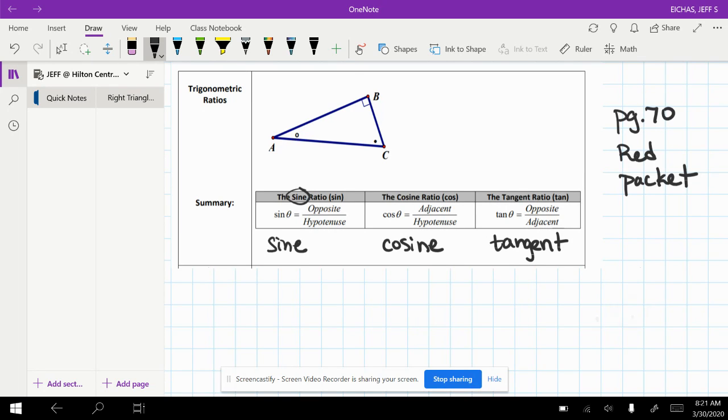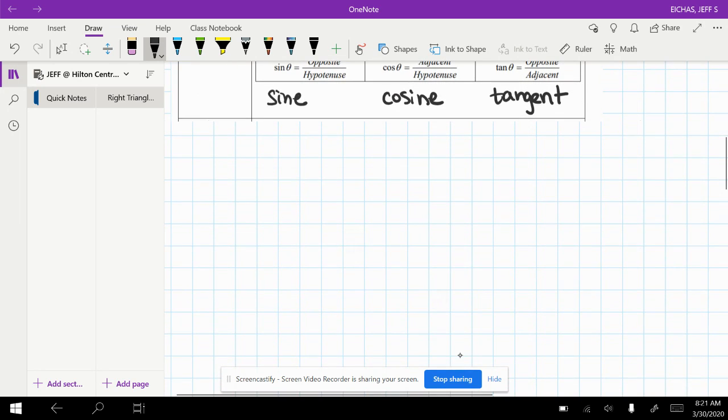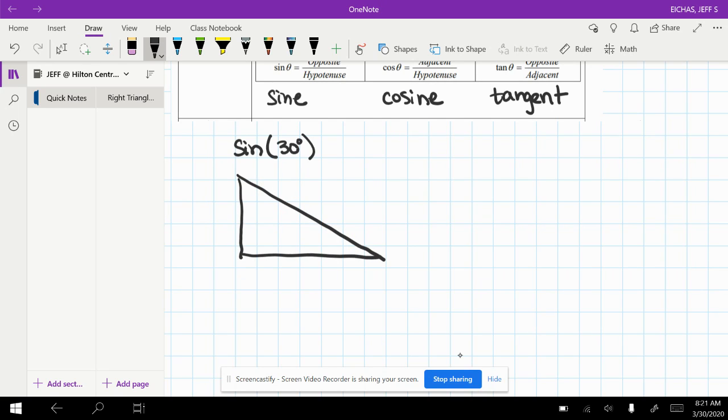So it's a little bit tricky. At some point you're going to see something like this: sine, and what we're going to replace it with is an angle. Now here's what this means. There is a right triangle out there with a 30-degree angle right here.